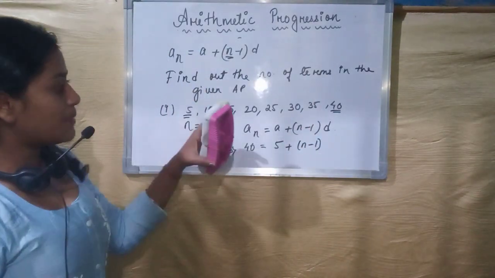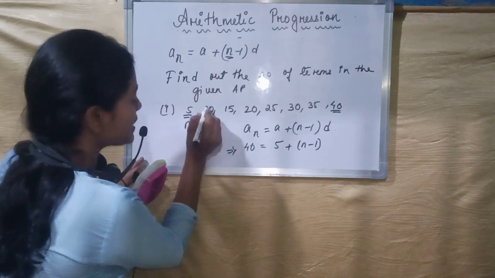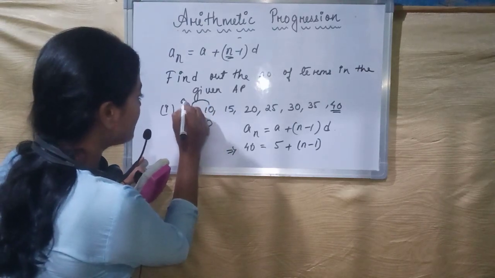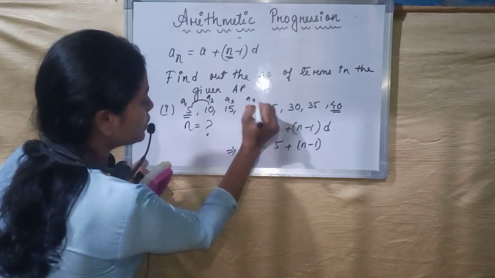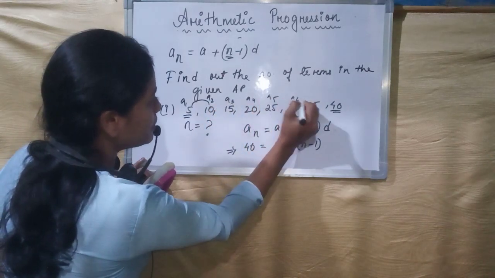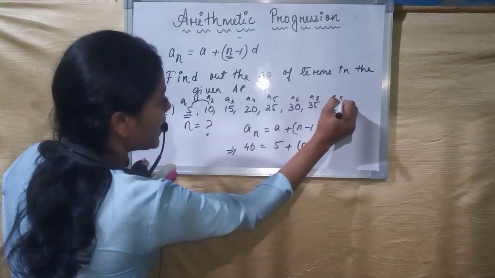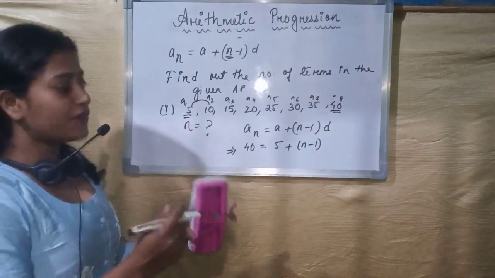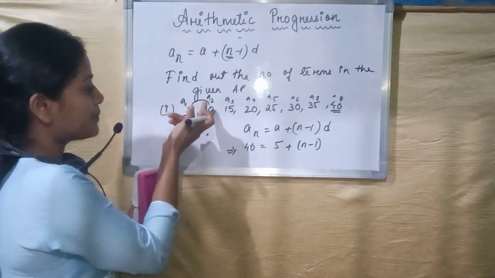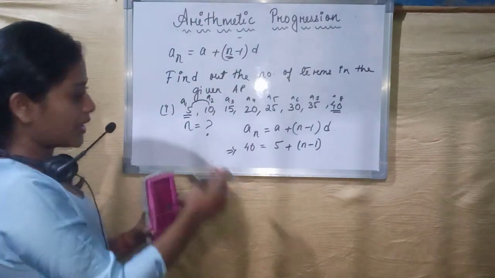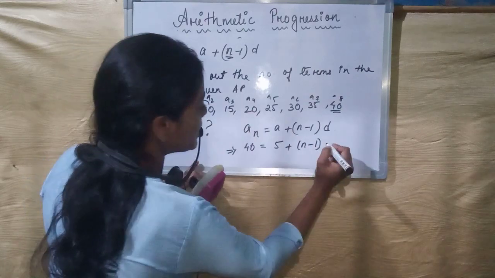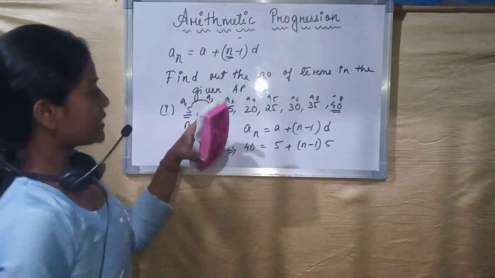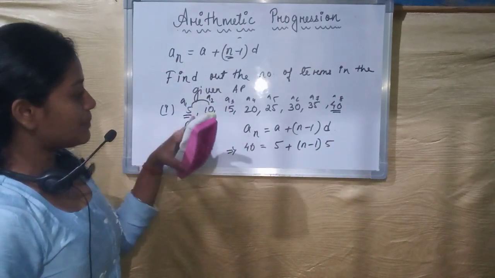Now what is the difference between the numbers? We will find the difference between the numbers, a2 minus a1. This is the first term, second term, third term, fourth term, fifth term, sixth term, seventh term, and this is the eighth term. To find the difference between the numbers, we subtract a2 minus a1. Here a2 is 10, so 10 minus 5 is 5. The difference between the numbers is 5.